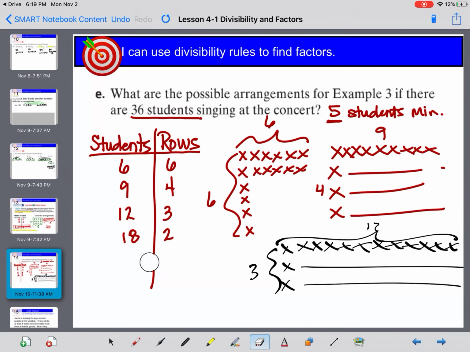Either way that you like to do it, however you like to do it, you have to come up with the final answer of 4 arrangements. And you need to state what each of those arrangements are. So this is your answer.